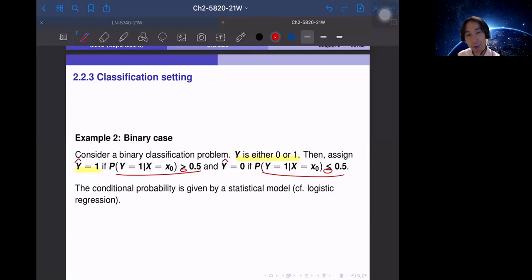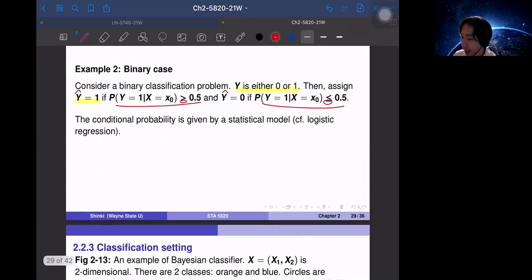If too many observations in the training set have Y equal to 0, then the predicted class is always 0. Sometimes that happens. So I don't claim that this is always the best criterion, but this is at least a good baseline.